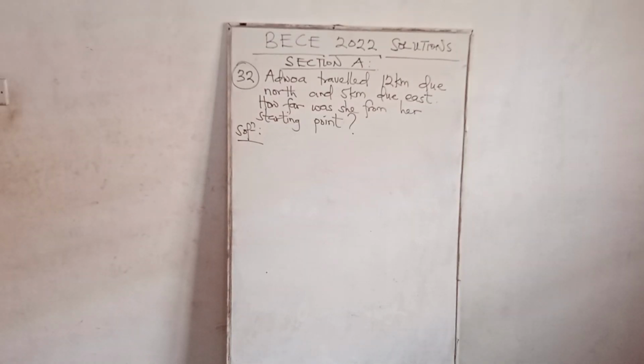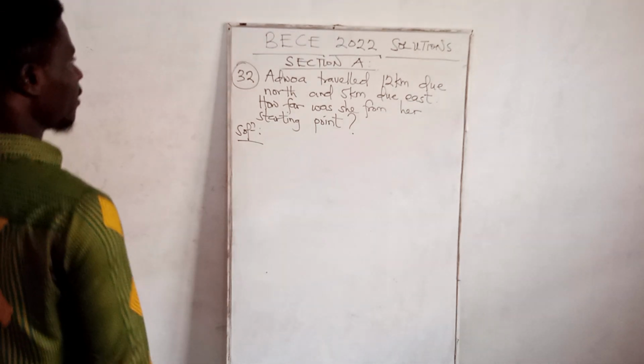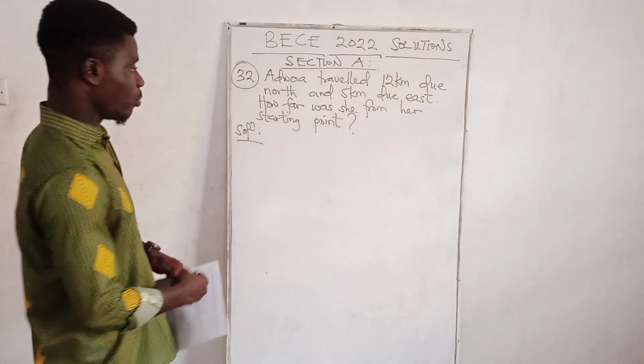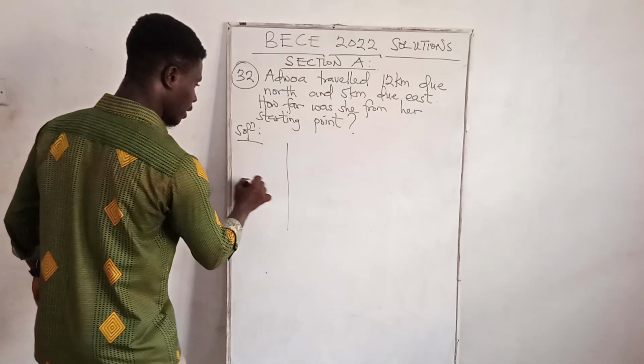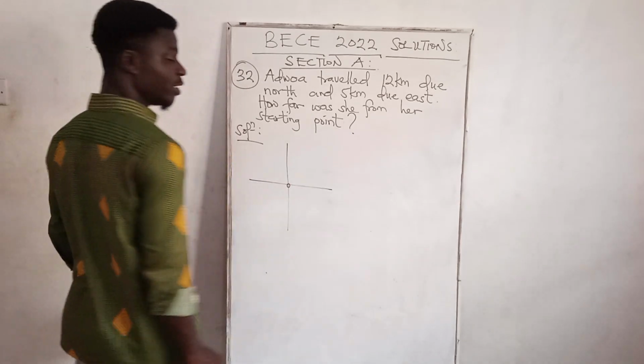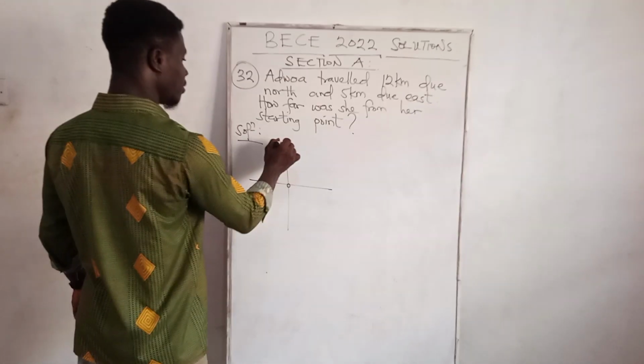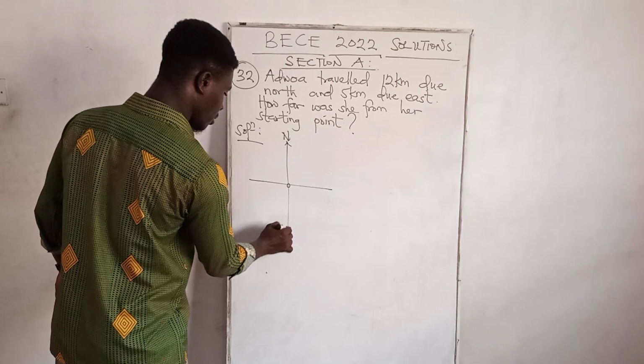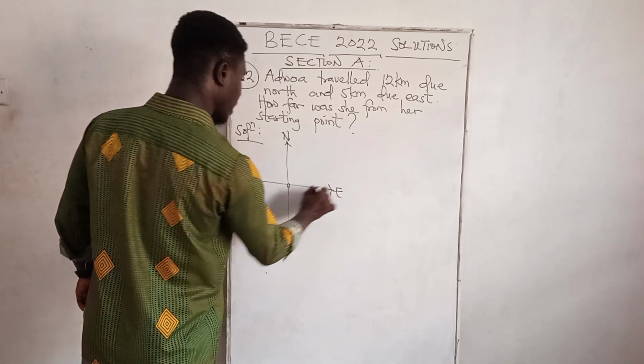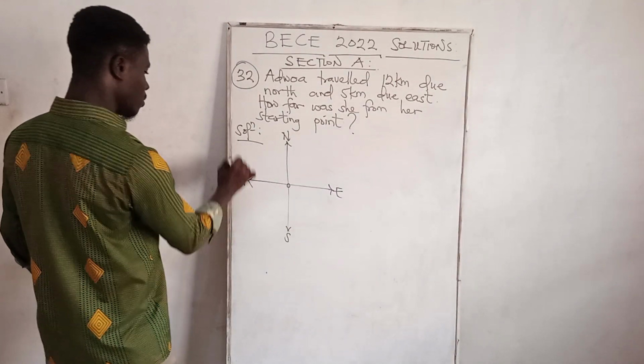Next: Adjoa traveled 12 kilometers due north and 5 kilometers due east. How far was she from her starting point? This time around, you can draw your cardinal points here. Then you have the origin, which is the starting point. So I have my north, my south, then my east, then my west.